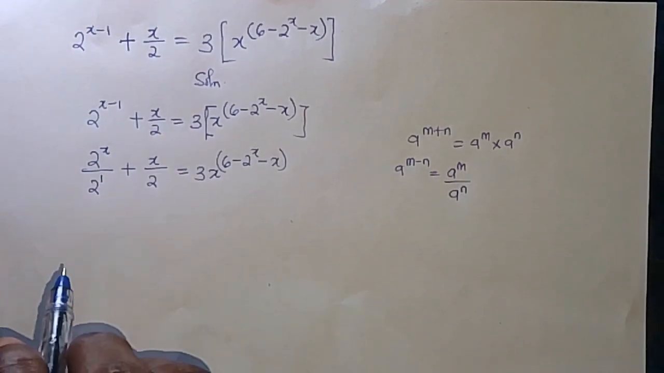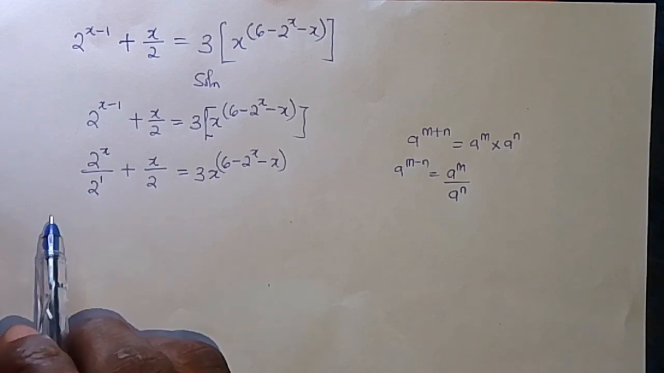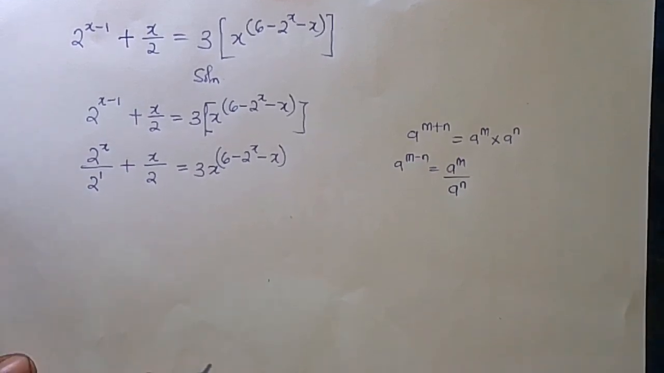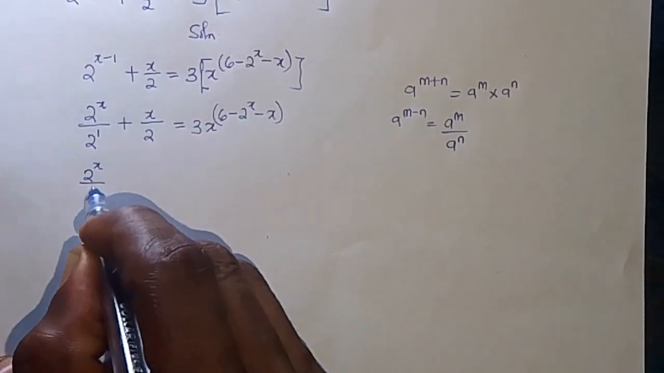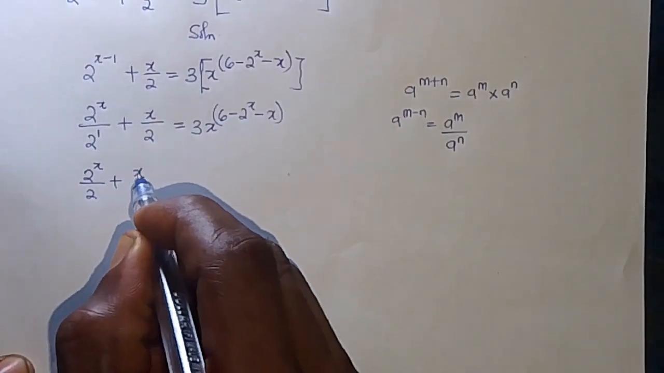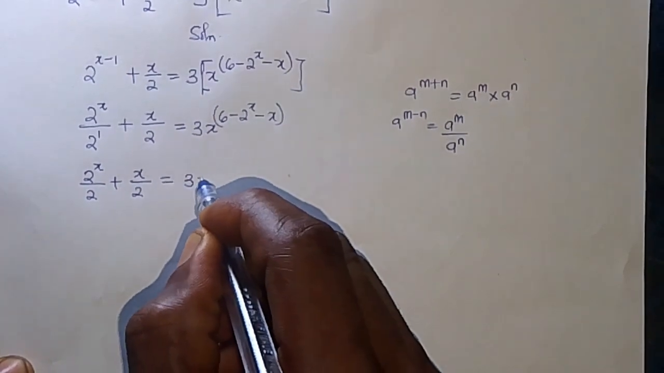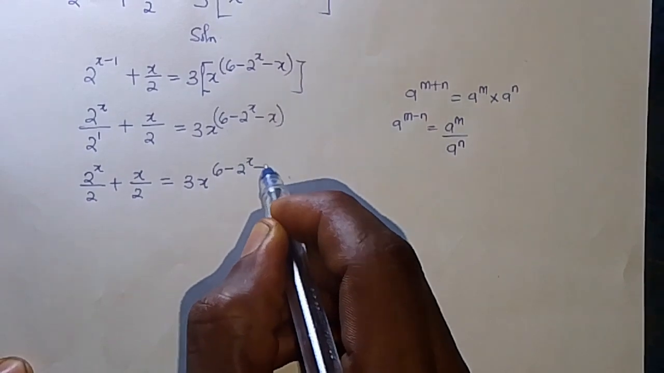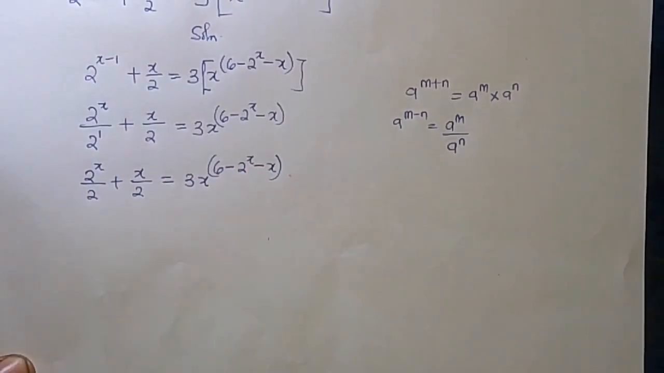So we know that 2 to the power of 1 is the same thing as 2. So we can express the whole of this as 2 to the power of x divided by 2, plus x divided by 2, equals 3 multiplied by x to the power of 6 minus 2 to the power of x minus x. We should determine the value of x in this equation.